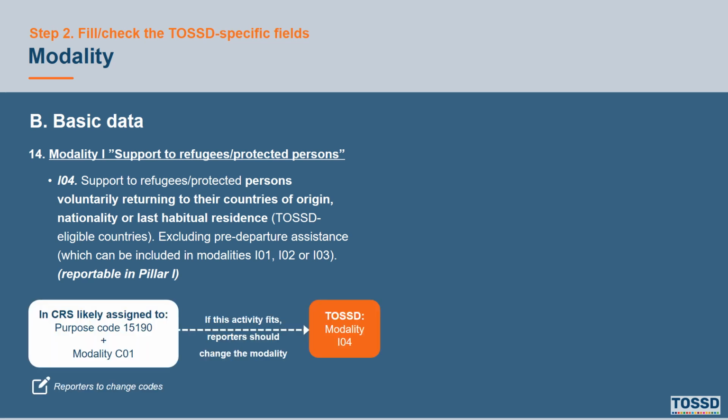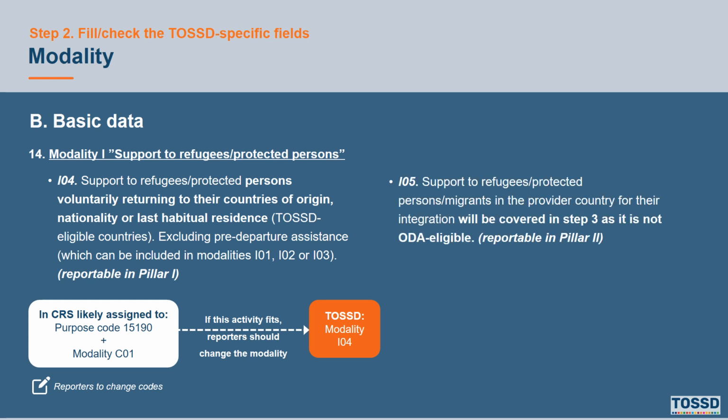Modality I05, support to refugees, protected persons, and migrants in the provider country for their integration, will be covered in Step 3 because it is not ODA eligible.